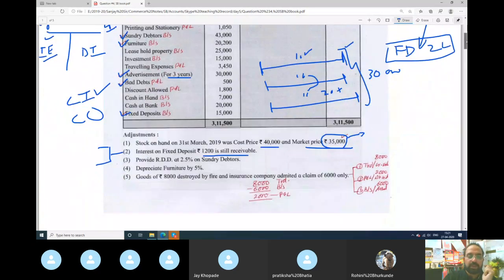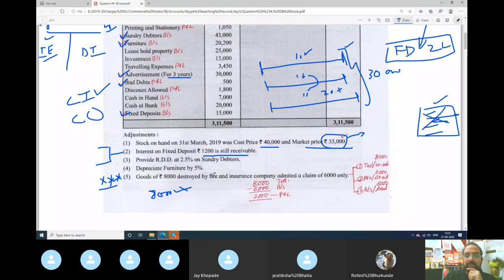Next. See, this is important. I would like to give you 3 stuff. In almost every question there is one adjustment which is very important. So there is a very high probability that this adjustment will come in the exam. Okay, in your question, what he is saying? Goods of rupees 8,000 destroyed by fire. There were some goods of 8,000 rupees and they were destroyed by fire. Okay. Now later what happened? See here, 8,000, I have done it here.